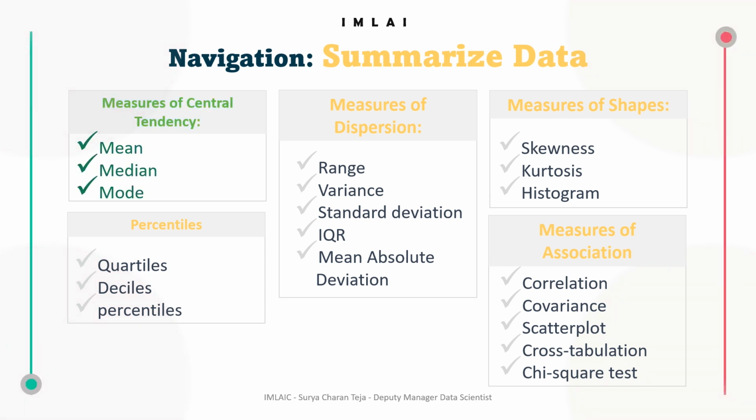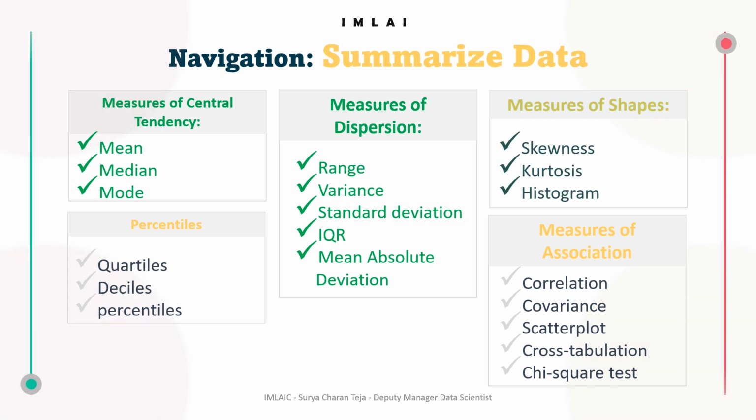So we are done with measures of central tendency. We have seen mean, median, mode. Then we moved on to the measures of dispersion or variability. Here we have seen range, variance, standard deviation, interquartile range, and mean absolute deviation.